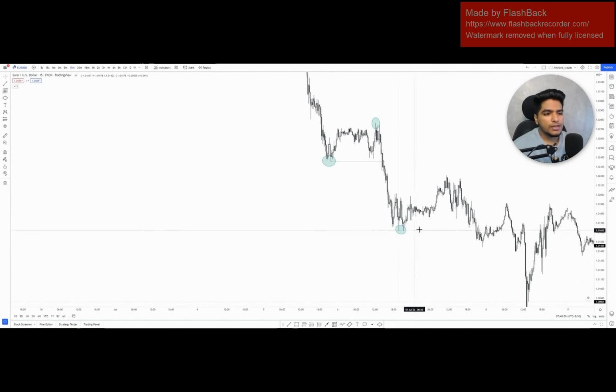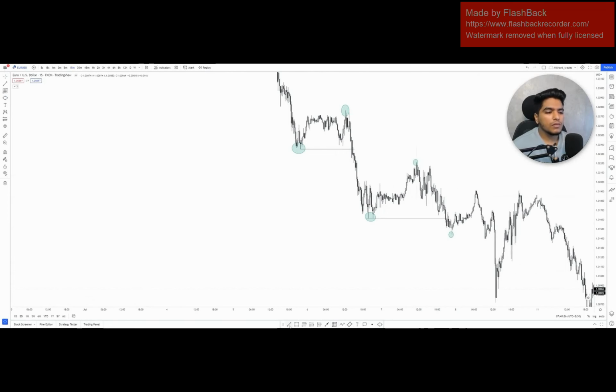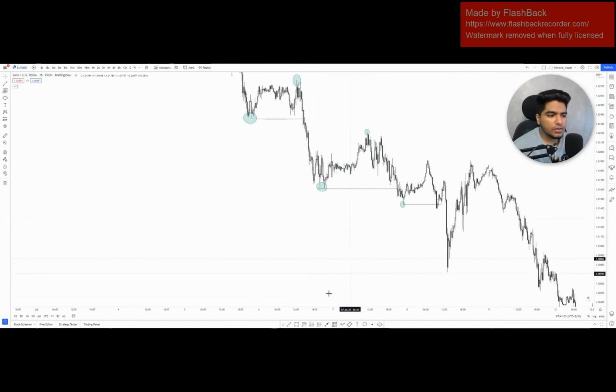Then again, when this low got taken out, what was the highest point which we have printed? It was basically from this high to this low. So this is our bearish leg. Now when this low got taken out, what will our structure look like? It's basically from this high to this low.